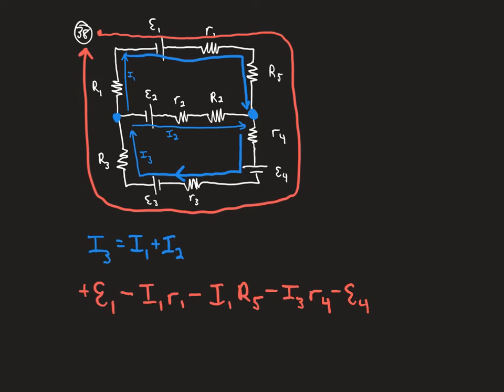I reach the corner. I'm going to go to the left. My loop is going to the left. My current is also going to the left. So it's going to be a negative drop. And what current is going through little r3? I3. So it's got to be minus I3 R3.